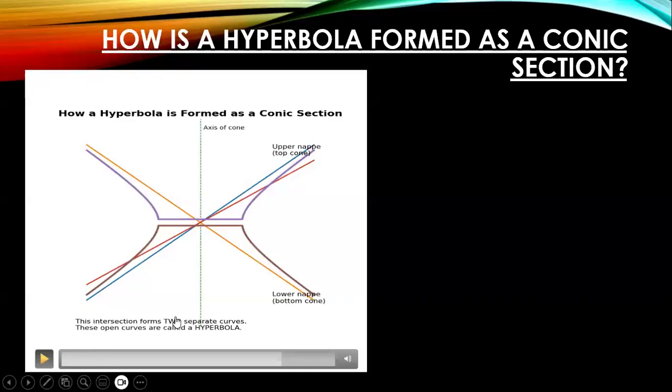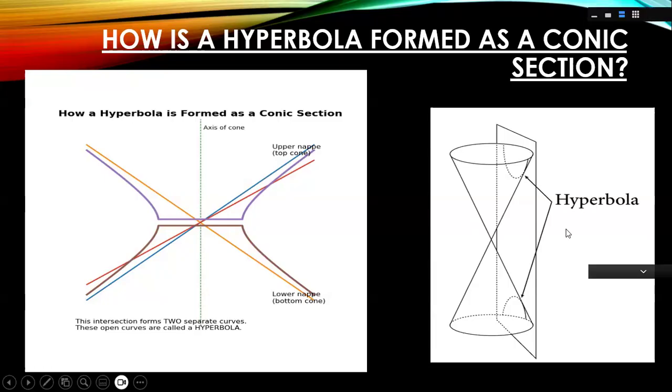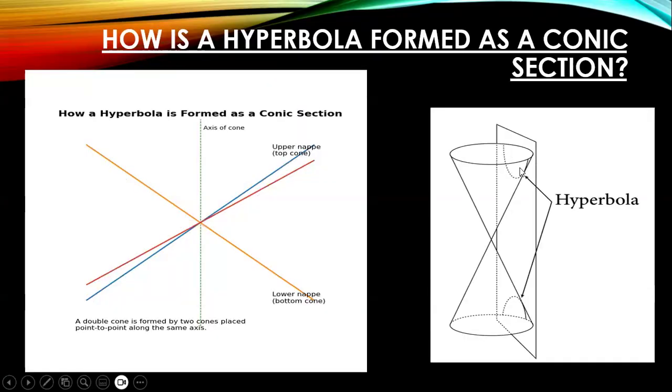So at the intersection, they form two separate curves, and these open curves are called a hyperbola. Also, we have a diagram here showing the double cones. When the glass passes through it and slices through it, we have the hyperbola being formed. So this is our hyperbola, and this is our hyperbola that we have when the glass cuts through the double cone.